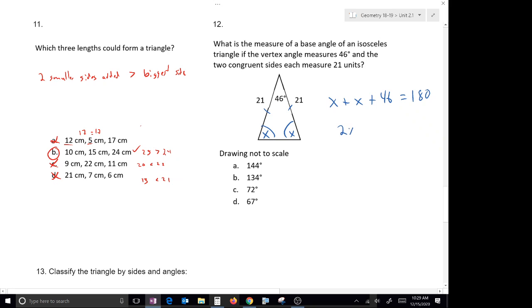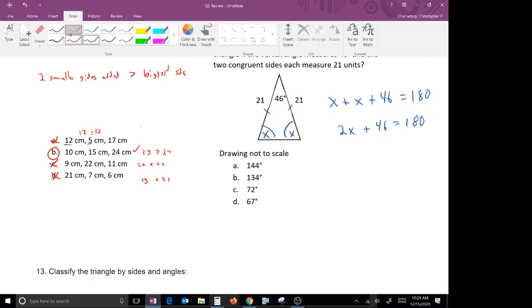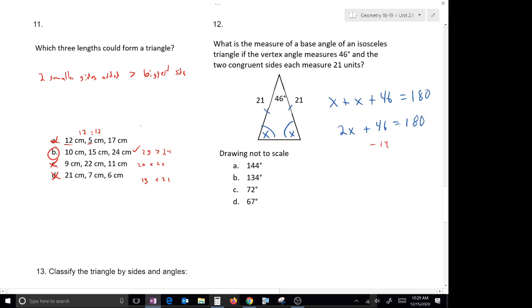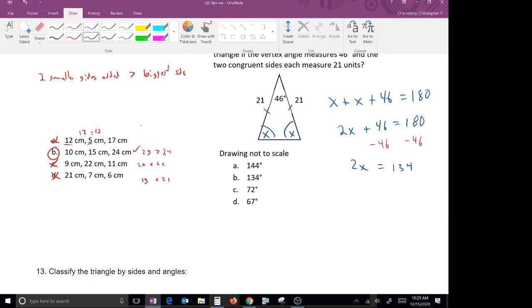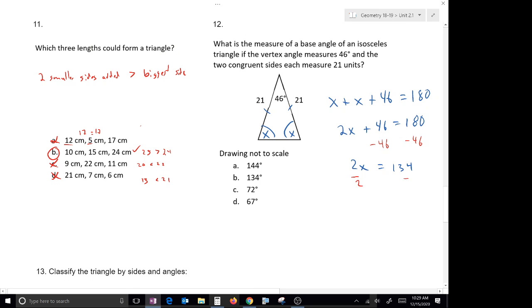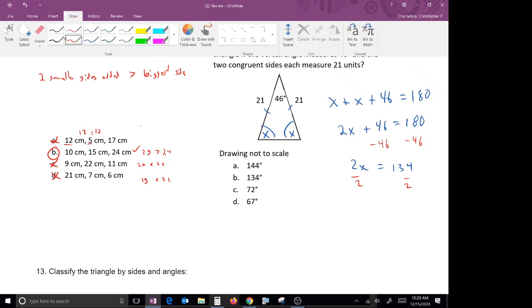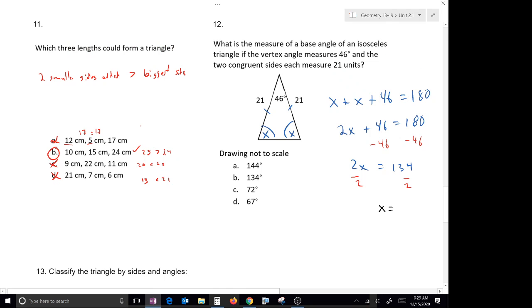So then I get 2x plus 46 equals 180. I'm going to go ahead and subtract 46. There we go. So now I get 2x equals 134, divided by 2, and we get x equals 67.